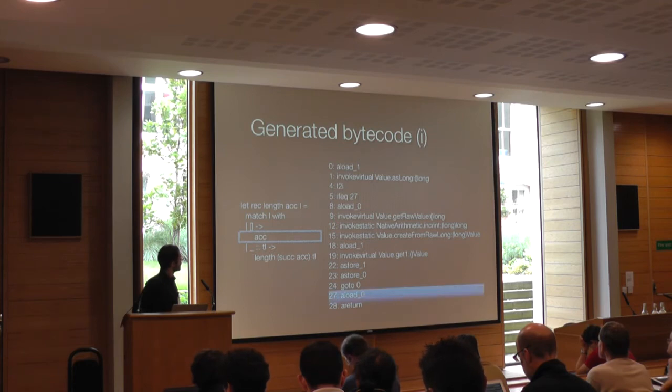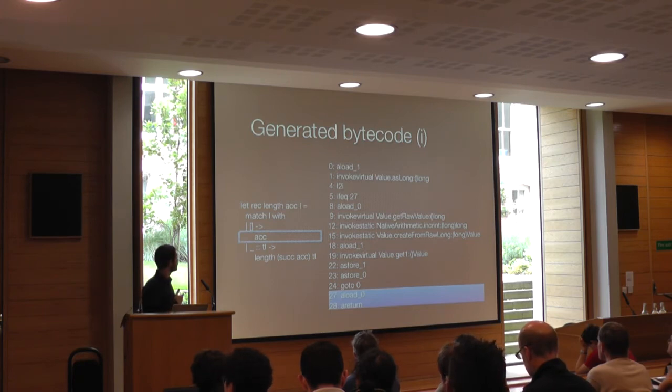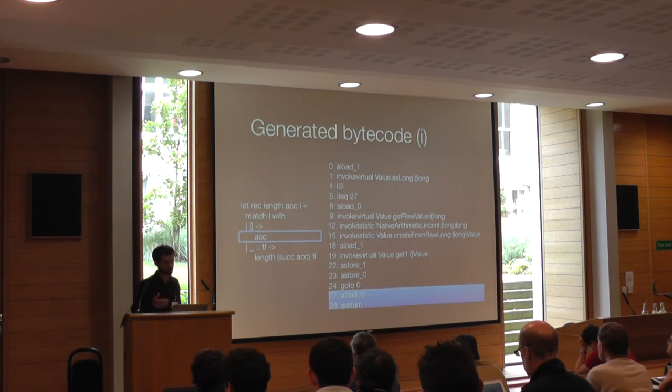And in the other case, you just have to load the first parameter and return it. So it kind of proves that tail call optimization can be done when targeting the Java virtual machine, as long as we are talking about direct self-recursive functions.